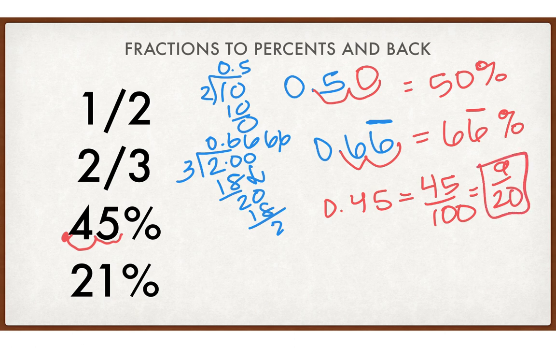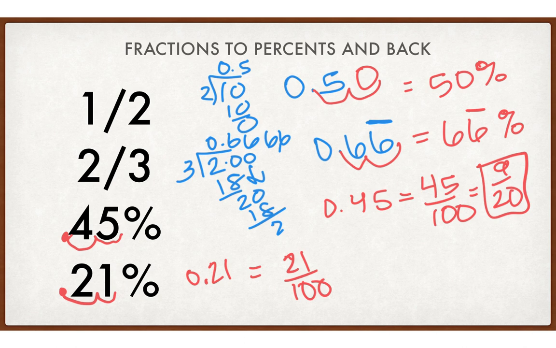So going the opposite way is actually a little bit easier because it's easier to go from a decimal to a fraction than it is to go the other way. So on this one again, we're going to move that decimal 2 jumps away from the percent, so I end up with 0.21, and then I'm going to turn that into a fraction, 21/100.